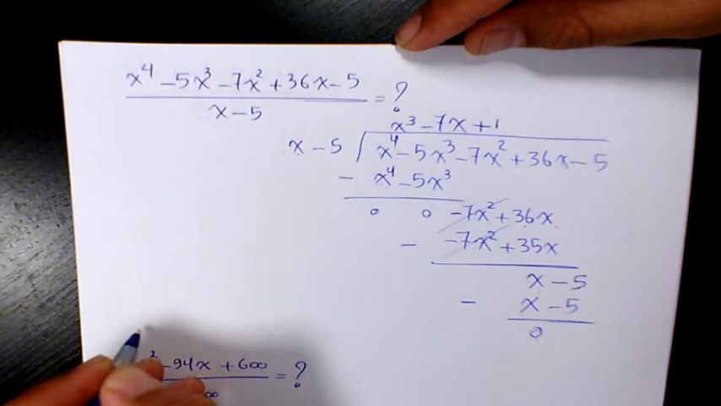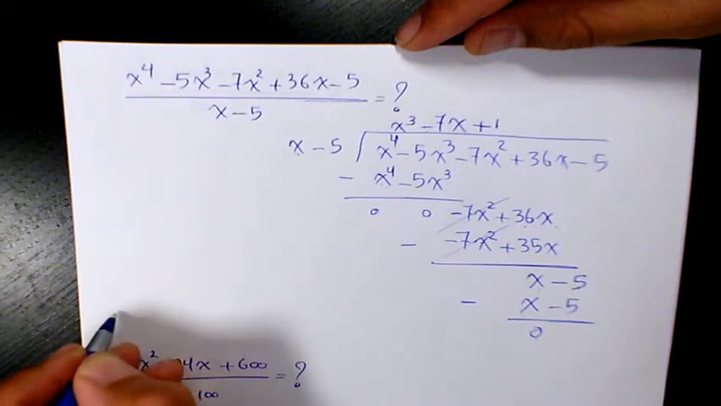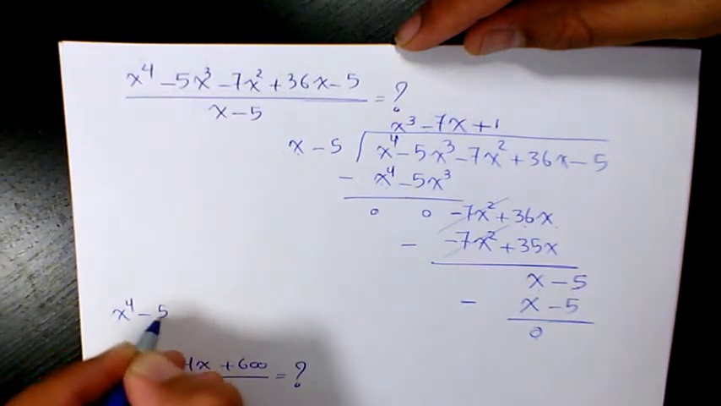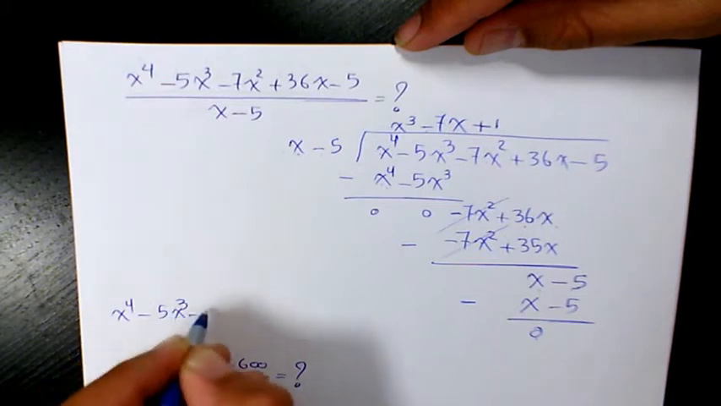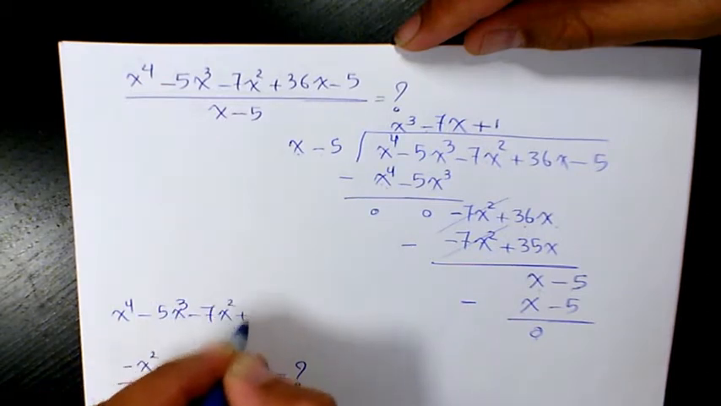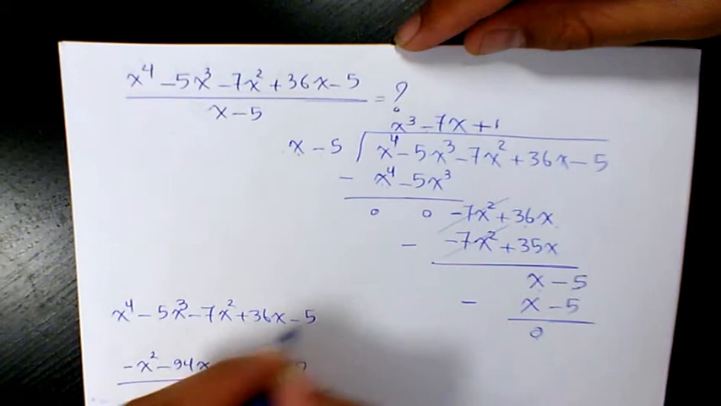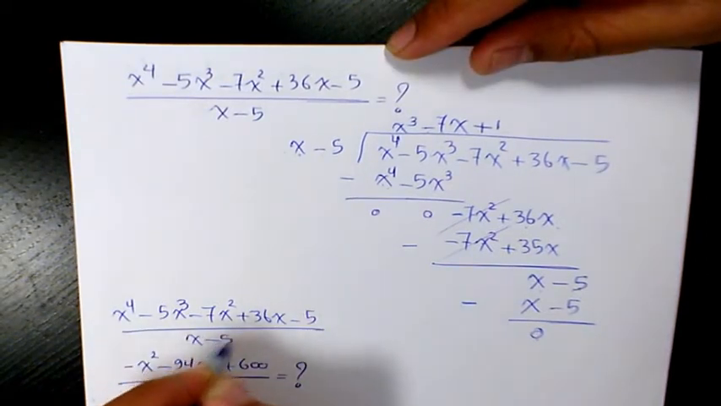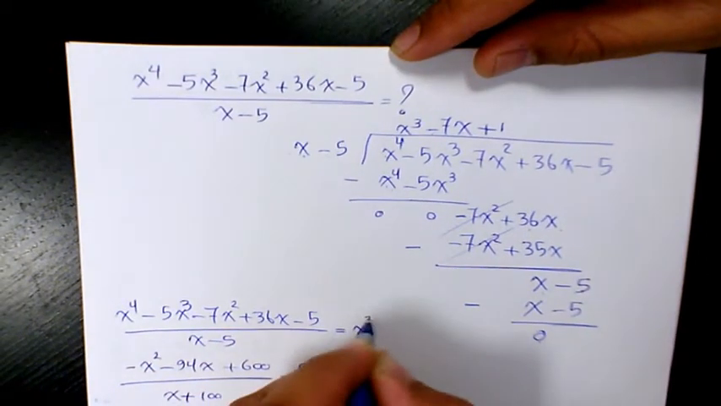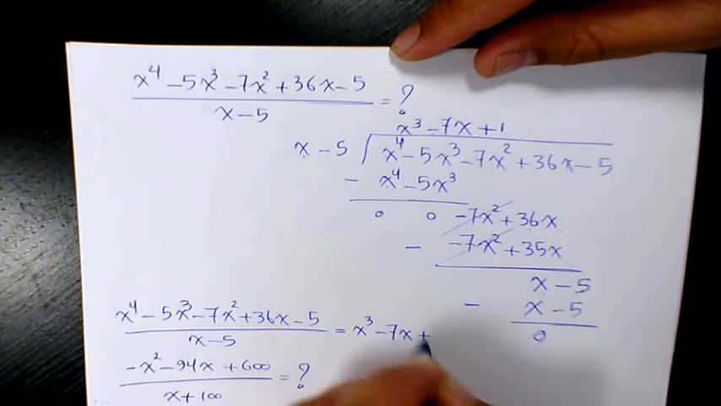The answer is x to the power 4 minus 5x cubed minus 7x squared plus 36x minus 5 divided by x minus 5 is going to be x cubed minus 7x plus 1.